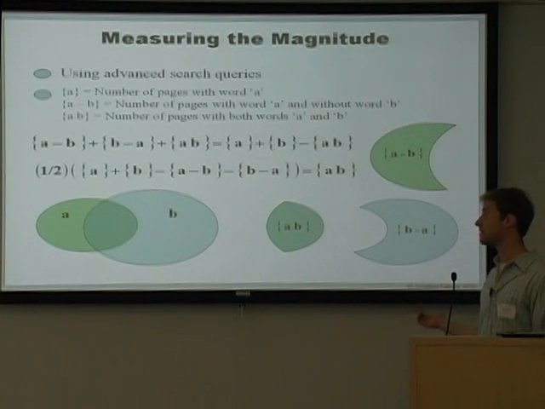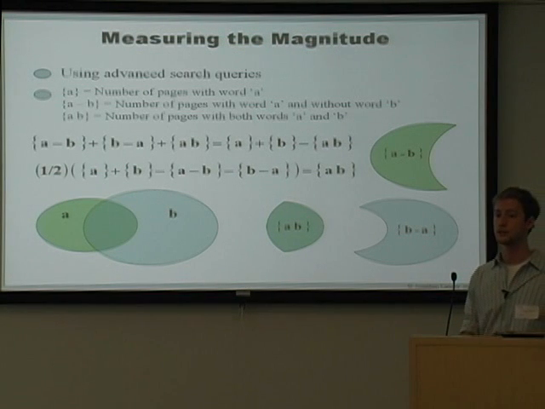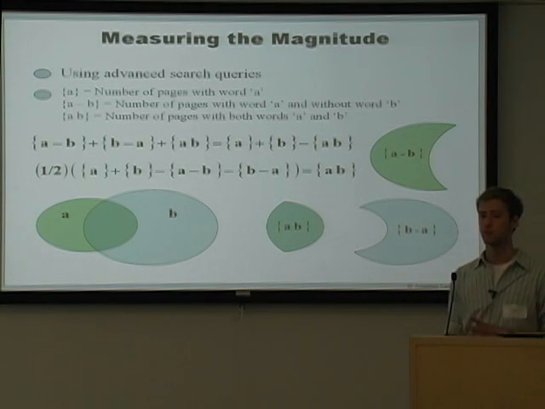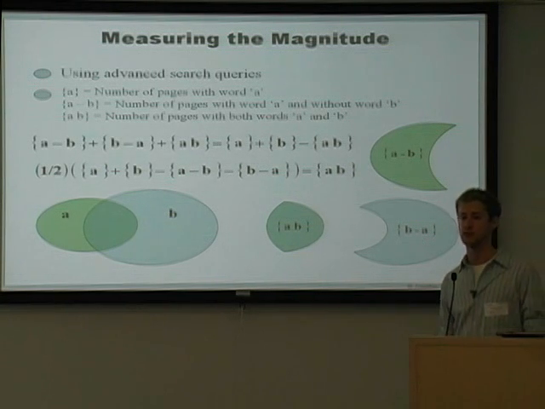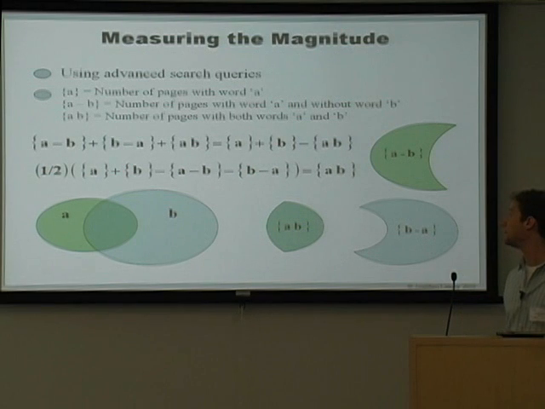You can come up with this arithmetic formula where the number of pages with A but without B, plus the number of pages with B but without A, plus the number of pages with both A and B will be equal to the number of pages with A plus the number of pages with B, minus the number of pages with both A and B, which you can rearrange to this formula here.